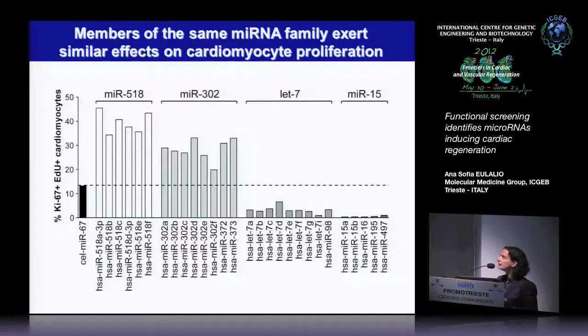One thing that we immediately looked at was to see if families of microRNAs, so microRNAs which share the same common seed sequence, would induce the same phenotype. And indeed, we find this, and here I'm showing you, for example, two microRNA families where all the members of these families increase cardiomyocyte proliferation, and two different microRNA families where all the members strongly decrease cardiomyocyte proliferation. I should also mention that the miR-15 family has in the meantime been shown by Eric Olson's lab to be involved in the regulation of cardiomyocyte proliferation.